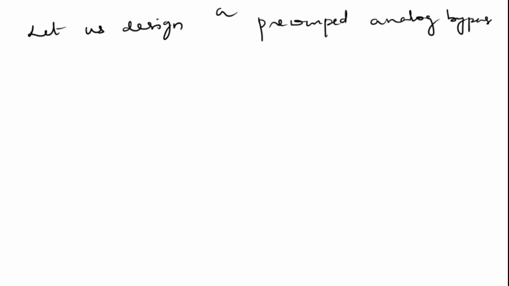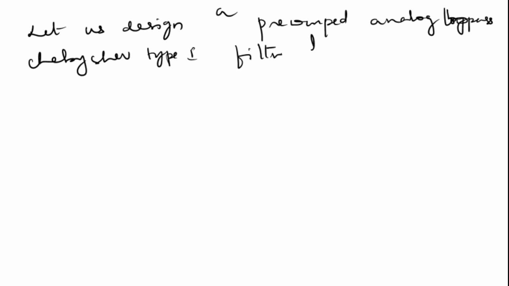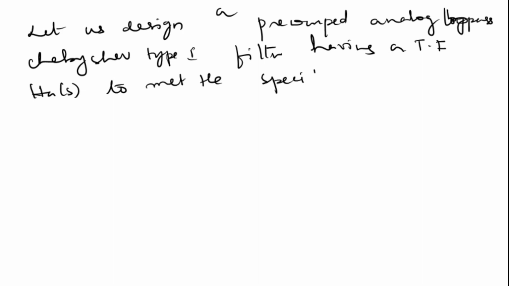Second step, let us design a pre-warped analog bandpass Chebyshev type 1 filter having a transfer function HA of S to meet the specifications of step 1, that is the previous step.